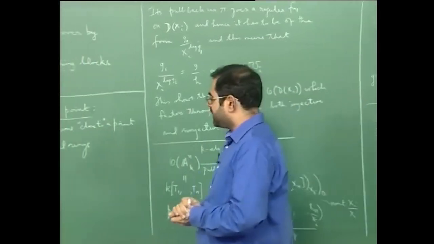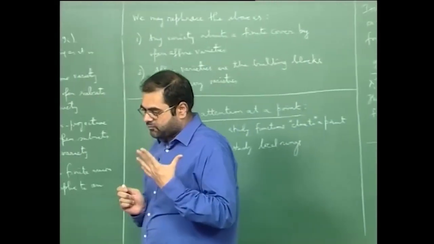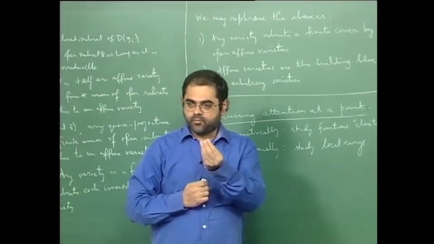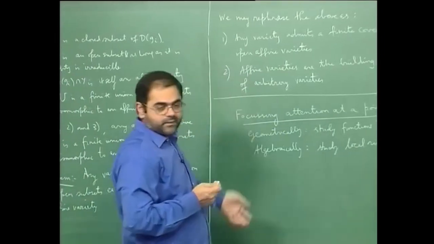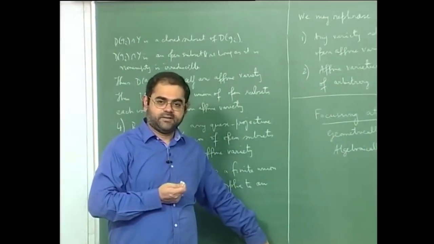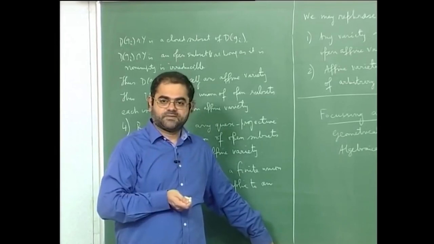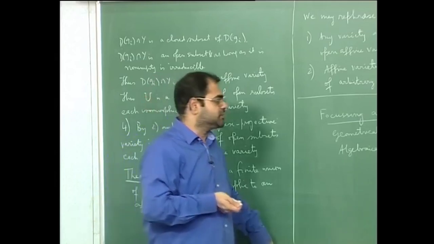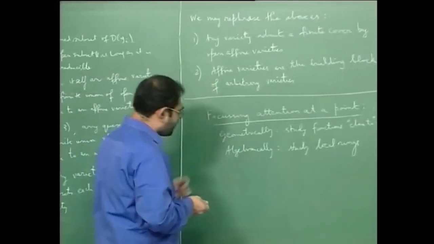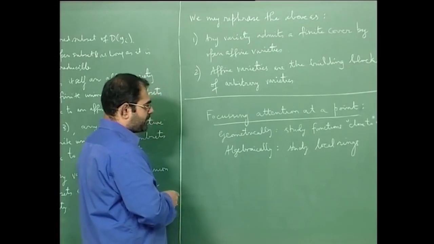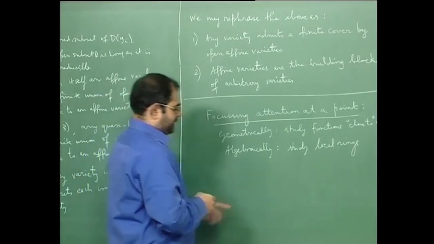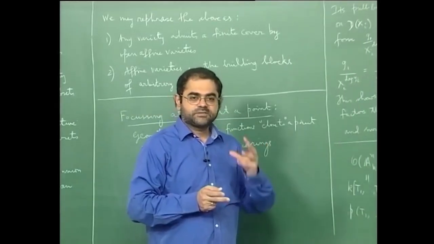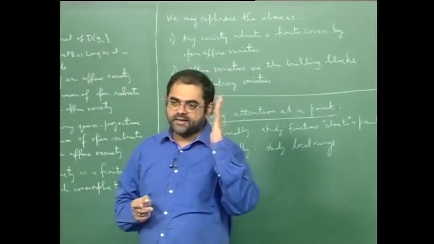So these local rings are what we need to study infinitesimal neighborhoods around a point. And we do it even though we don't have small neighborhoods, Zariski neighborhoods, even though we don't have the notion of limit. So let me explain. The idea is that in algebraic geometry, whenever you want to study something close to a point, you have to always think in terms of local rings.